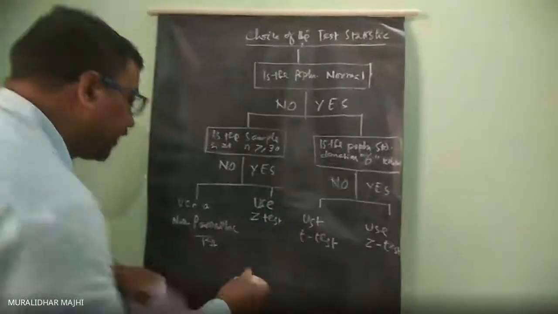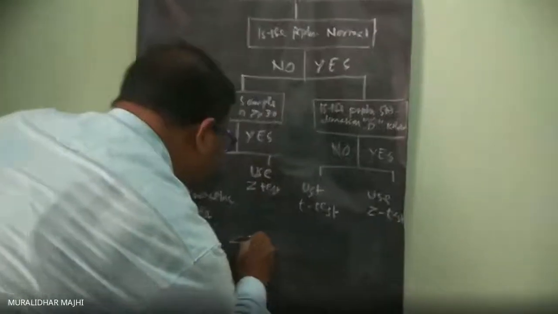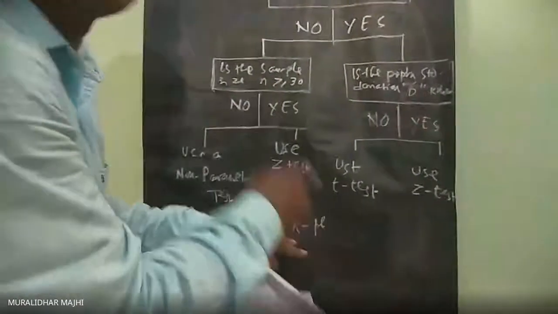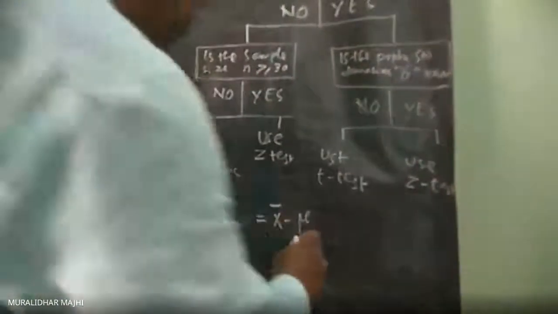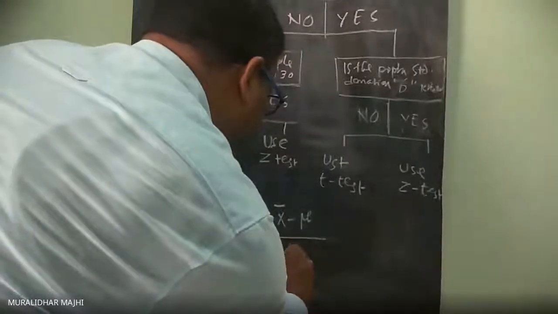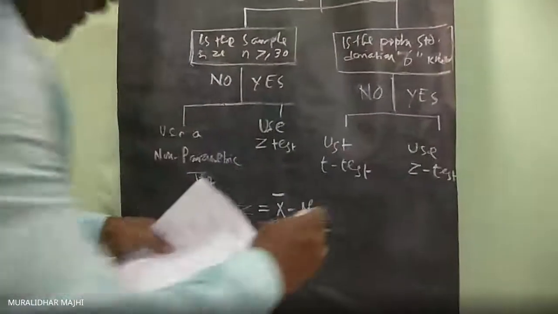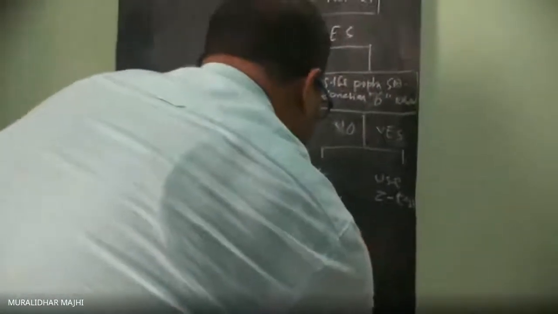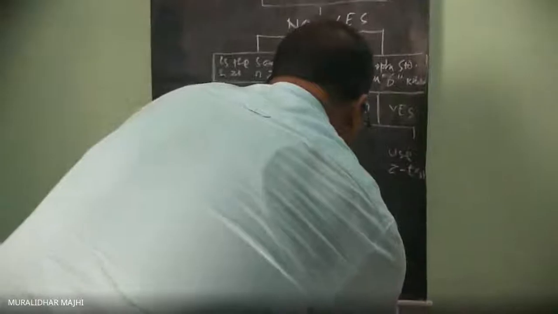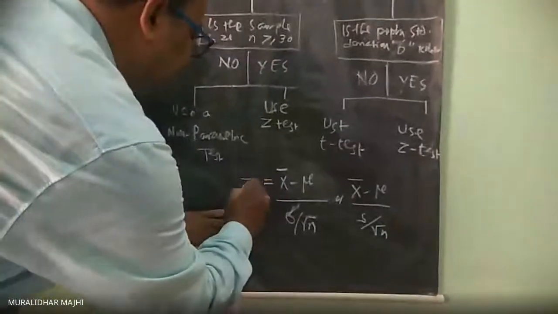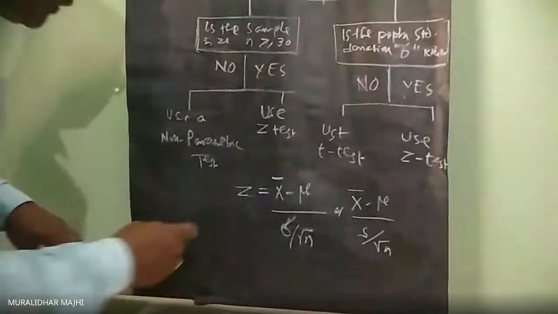Okay? So what is z-test? Z is equal to x bar minus mu, where mu is your population mean and x bar is your sample mean, divided by standard deviation divided by root over of n. Or I can write down x bar minus mu divided by s root over of n. This is the formula of Z test.